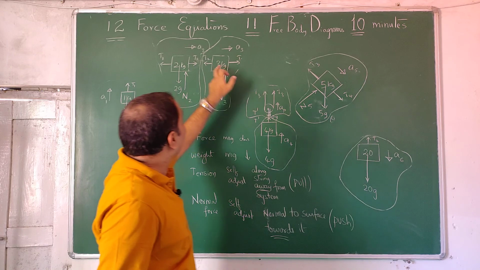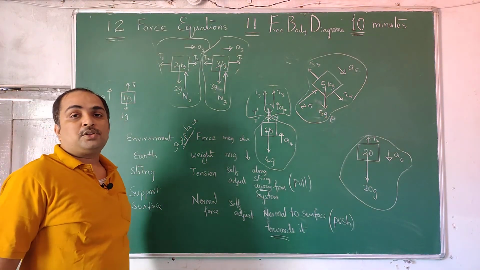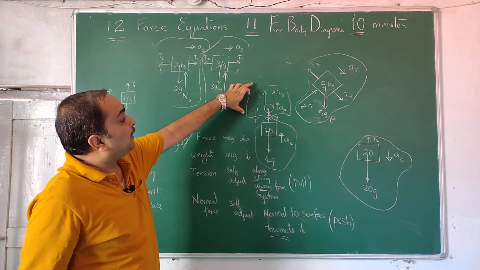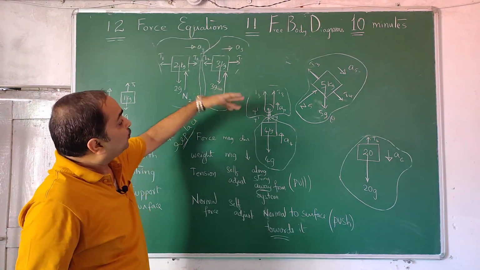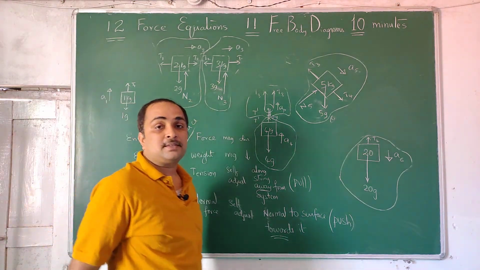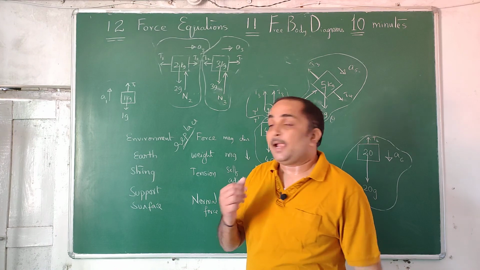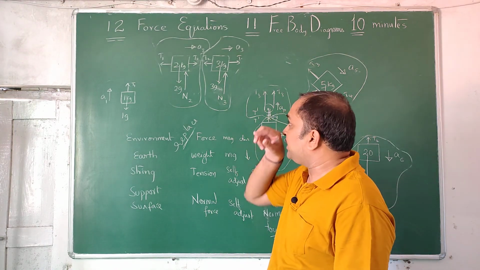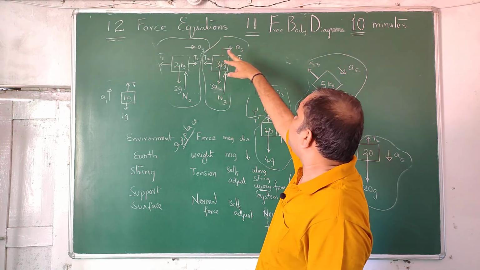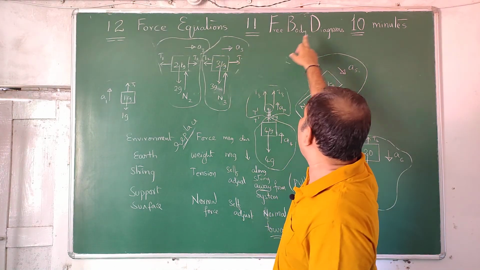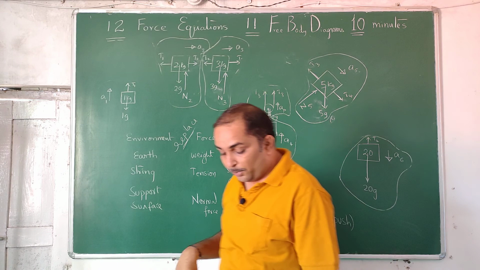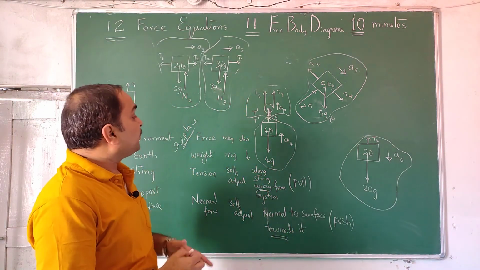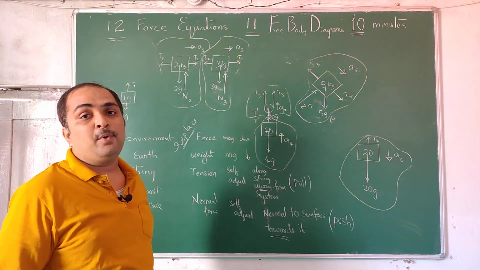1, 2, 3, 4, 5, 6, 7. 7 twos are 14 equations we can write, but this pulley is something different. So we will write altogether 12 or 14 equations. But I need a little time to clear off the board and tell the equations. Now listen, our target is 12 force equations after drawing 11 free body diagrams in 10 minutes. So don't worry about the minutes, but basically here we have drawn 11 free body diagrams.